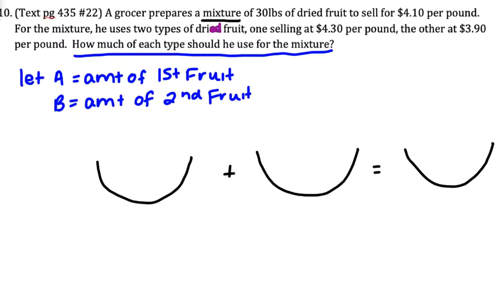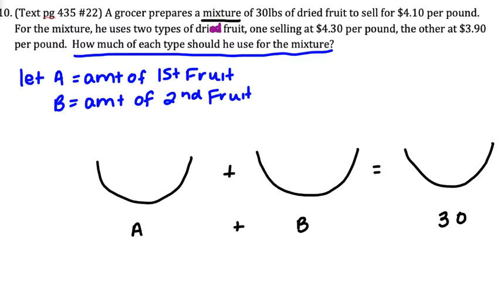Now, the rules that we follow for these are still always going to be the same. One of the equations relates to the amount of items you have. And in this case, it's the amount of fruit. And so A plus B equals 30 because we're trying to make a mix of 30 pounds. The other one relates to the value of those items.